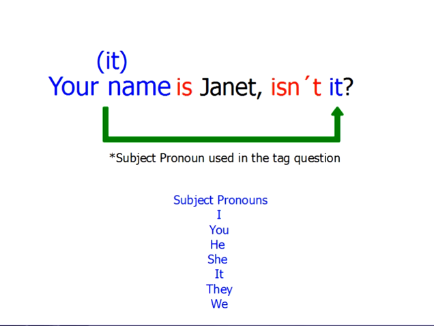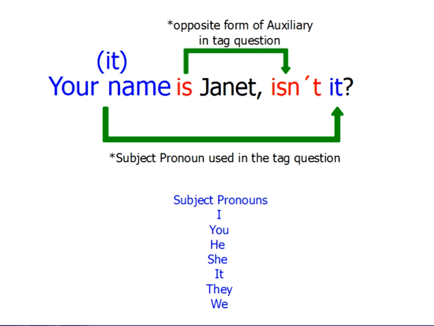Now let's look at my auxiliary verb. My auxiliary verb in the sentence is the verb is. To make this into a tag question, I use the opposite form of the auxiliary verb in the tag. So I use the same subject pronoun, but the opposite form of the auxiliary. So this reads, your name is Janet, isn't it? And isn't it is my tag question.